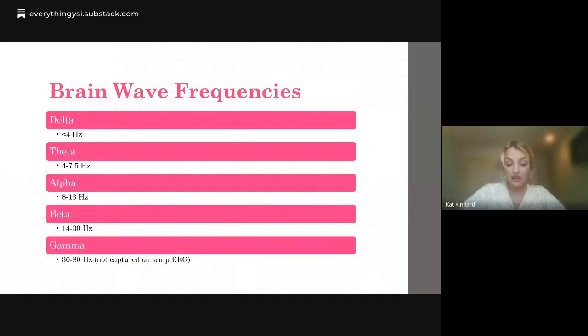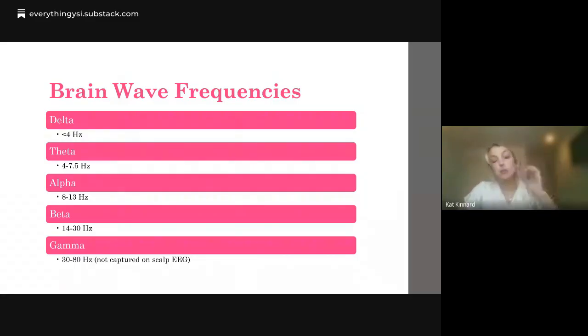Alpha, you see in relaxed wakefulness, and especially whenever the patient has their eyes closed. And then beta is faster. It becomes more prominent when you're alert, when you're thinking or concentrating. And then gamma is the fastest. It's thought to play a role in higher cognitive functions, and it's only seen directly on the cortex. So if you're placing cortical electrodes, which is not done in routine EEG, we don't see gamma waves.